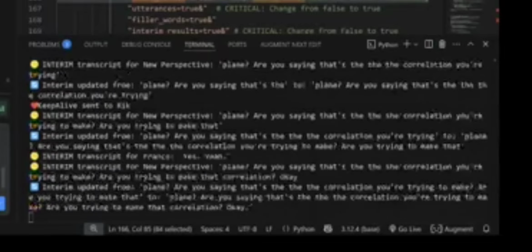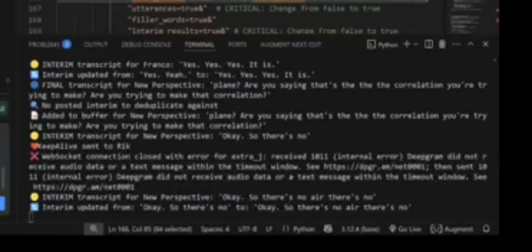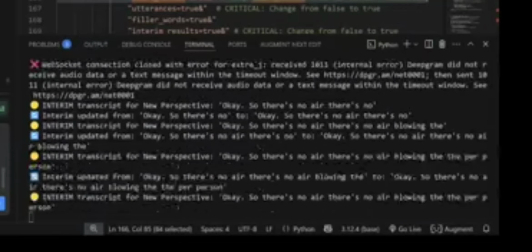Okay, so there's yes, no yes. It air. is. There's Yes, no it is. air blowing person backwards on inside the plane.